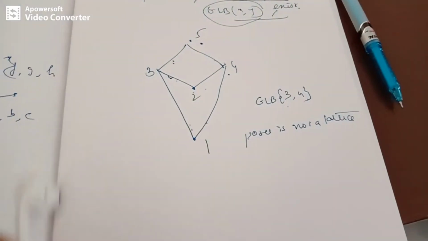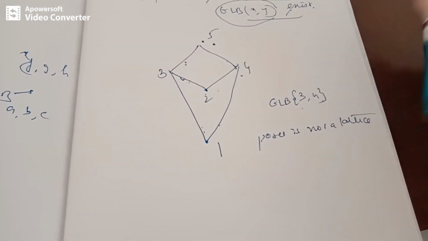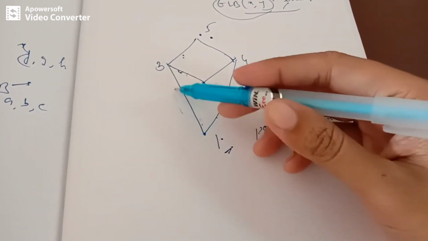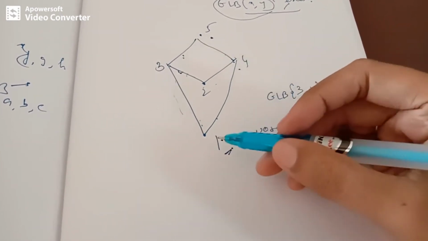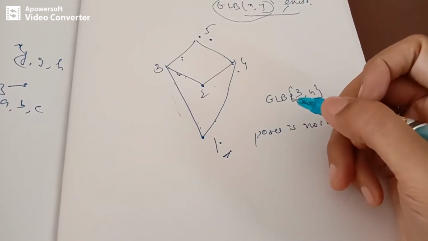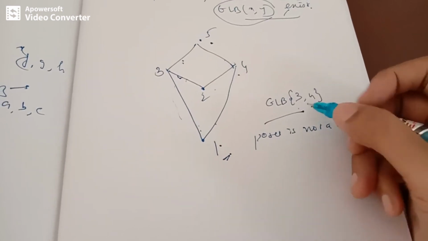And once again, when we consider the example of 1, we cannot say 1 is the greatest lower bound because 1 should be related to all the elements. Basically, 1 is not related to 2, right? So we cannot have the greatest lower bound of 3, 4.